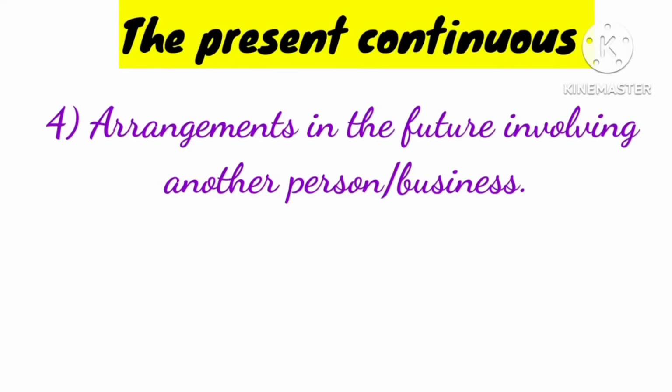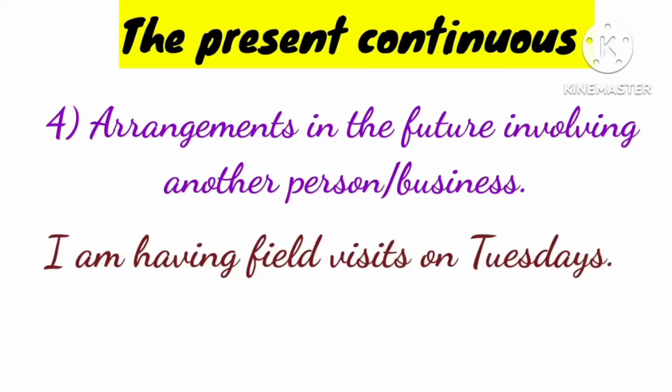Present continuous tense is also used to describe arrangements in the future involving another person or a business. Okay, let us see an example. I am having field visits on Tuesdays. Okay, so on Tuesdays I am going to go to the field, only on Tuesdays. It is happening every week on every Tuesday. So I am using present continuous tense.